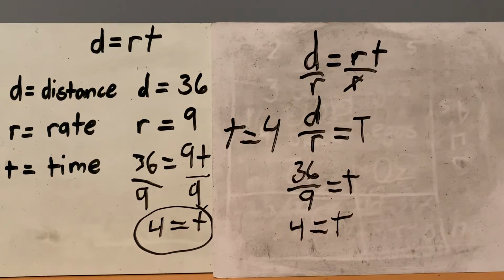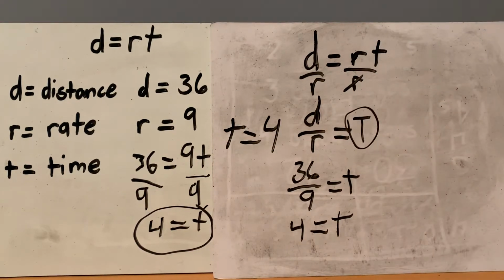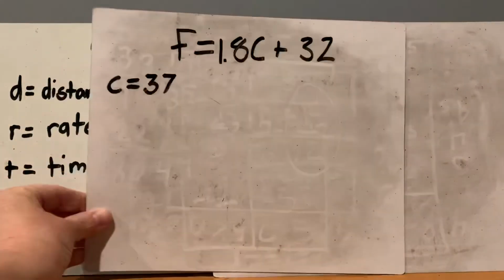So you can either first use your formula and solve for what you're looking for, the variable we were looking for is T, or you can just place the values in and solve. We're going to do another one.